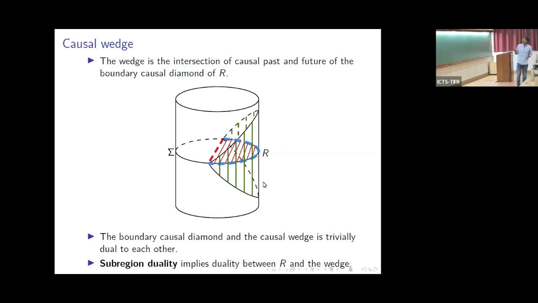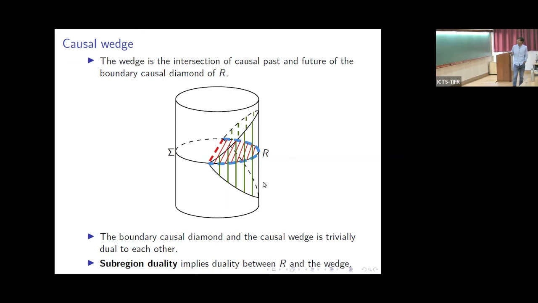And see, one thing is that if you take this boundary causal diamond and this causal wedge, they are just trivially dual to each other. Because this causal diamond is the boundary, and its causal extension inside the bulk is the causal wedge. So they are just trivially dual to each other. But subregion duality says something stronger.